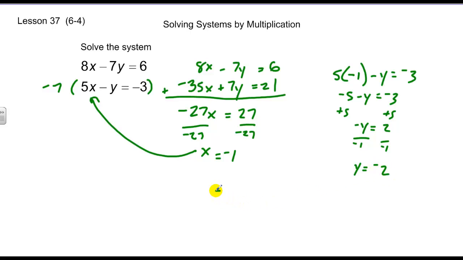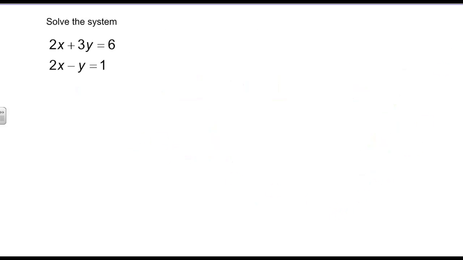So I have a solution of negative 1, negative 2 as my ordered pair. And this is multiplication because I multiplied both sides by a value that allows me to add things up and thus eliminate a variable. Likewise, in this example, you see I could use subtraction. It's probably the easiest way to do this since they're opposites already, but since we're using this multiplication method, I'm going to do that.